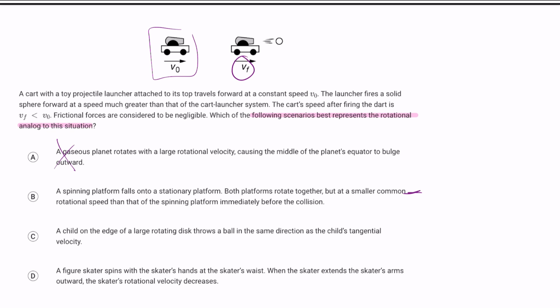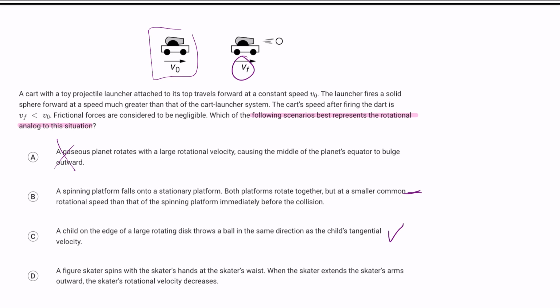C says, a child on the edge of a large rotating disc throws a ball in the same direction of its original rotation. Okay, cool. So this one does have a projectile. The thing is that it doesn't really mention the fact that the velocity is going to get slower, but you can assume that the velocity is going to get slower because some force had to be pushed backwards when the child threw the ball. So we know that the angular velocity is going to slow down if we throw a ball in the same tangential direction as the tangential velocity of the child. So actually, I do like C. I like it better than B right now, just because there is a projectile.